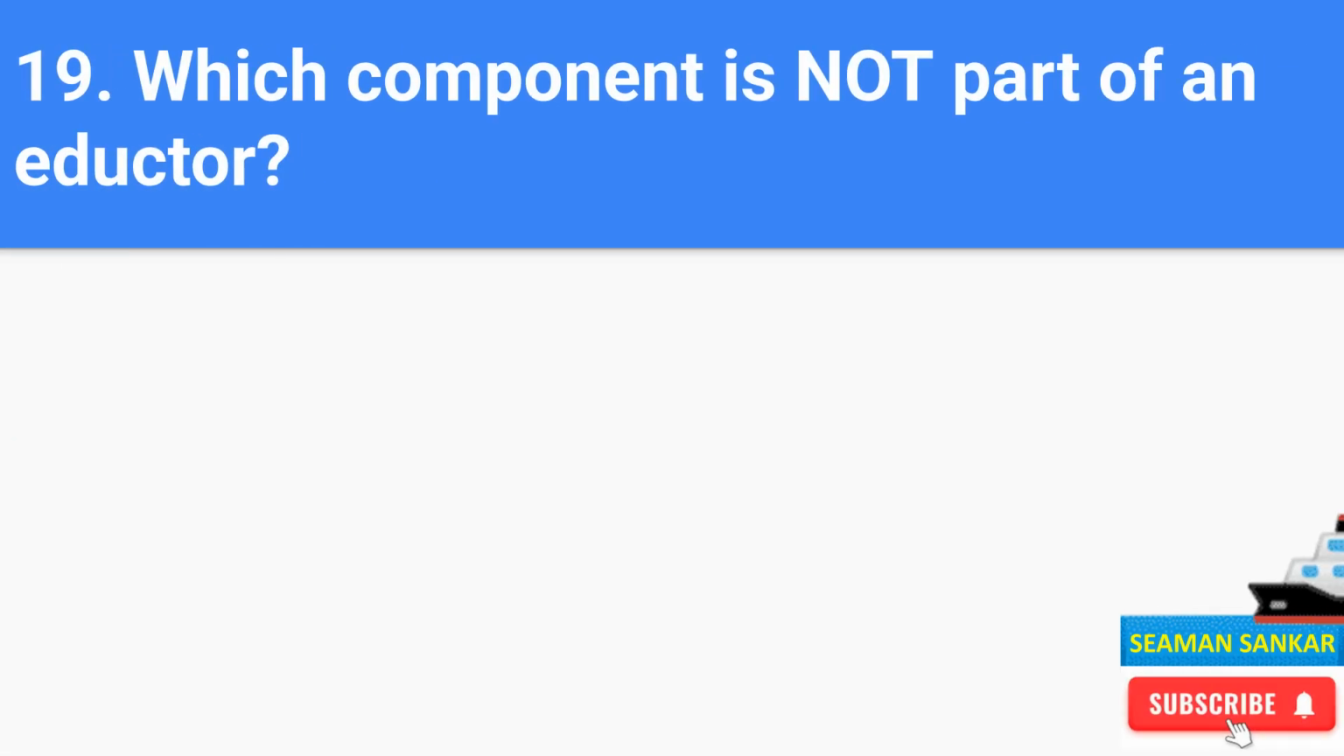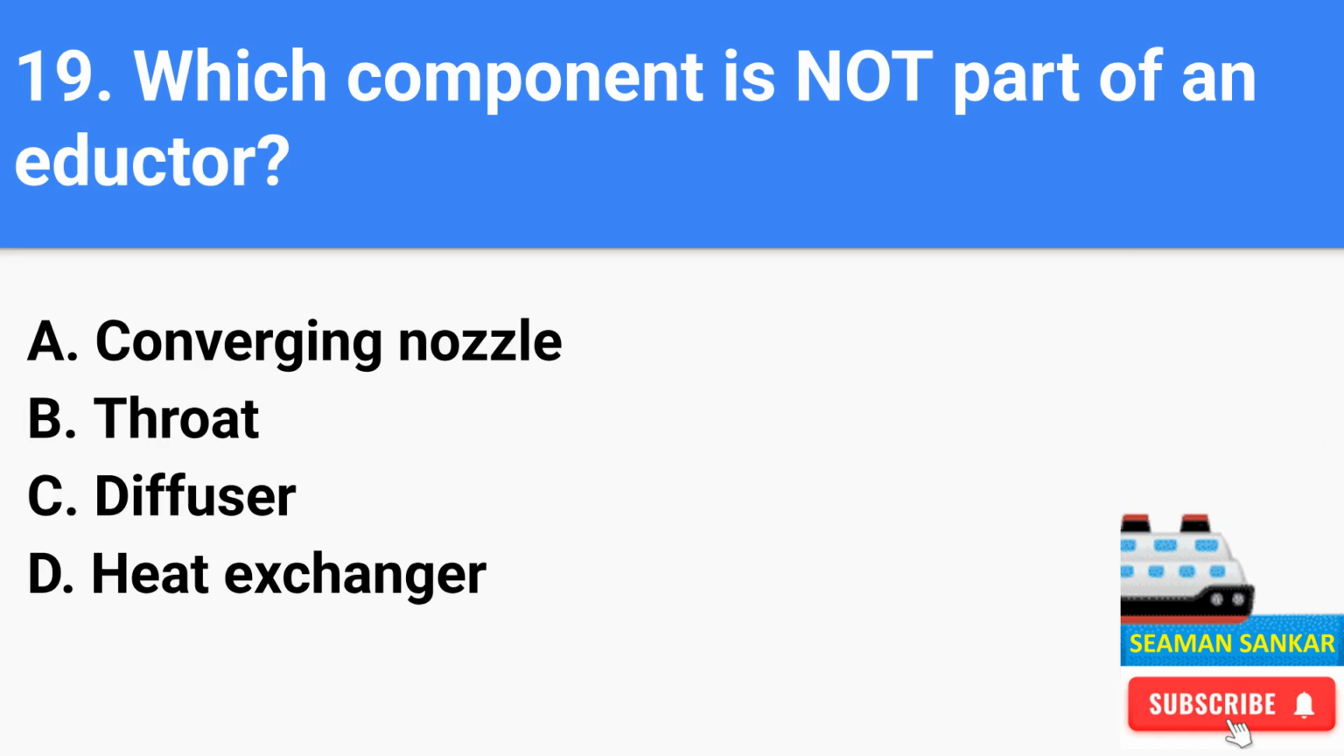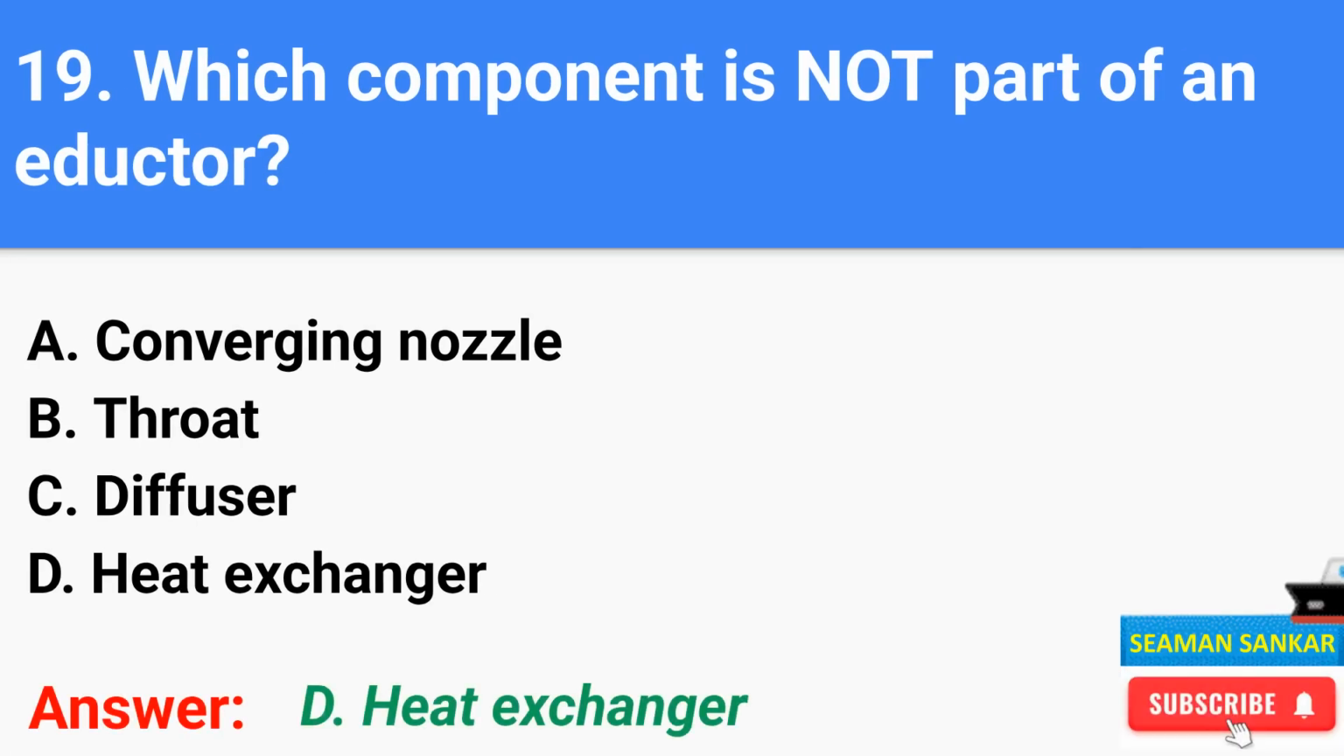Question 19. Which component is not part of an eductor? A. Converging nozzle, B. Throat, C. Diffuser, or D. Heat exchanger? The correct answer is D. Heat exchanger. Eductors use nozzles, throats, and diffusers, but not heat exchangers.